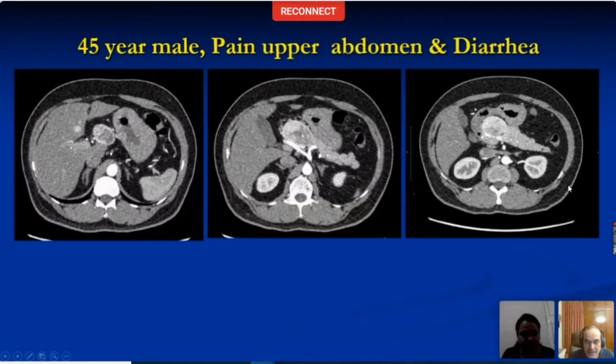There are, of course, some smaller areas which are hypodense as compared to the rest of the pancreas. They may be areas of necrosis. Okay? Yes, sir. I would have also wanted you to comment on the stomach.